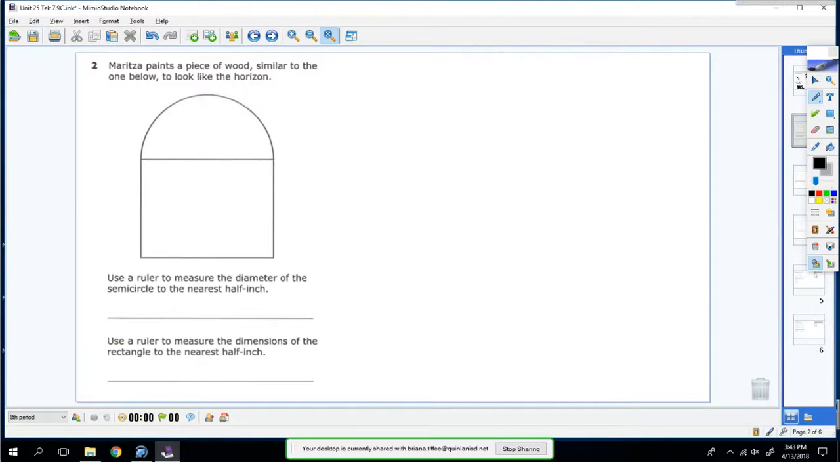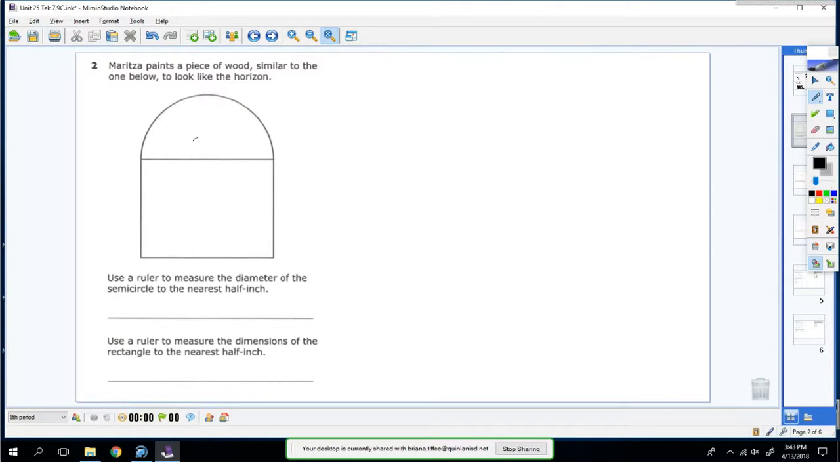So she's going to paint a piece of wood similar to the one below to look like the horizon. So you're going to use a ruler to measure the diameter of the semicircle to the nearest ½ inch. So you're going to take your ruler on your notes or on your star chart, and you're going to do inches. And you do it to the nearest ½ inch.